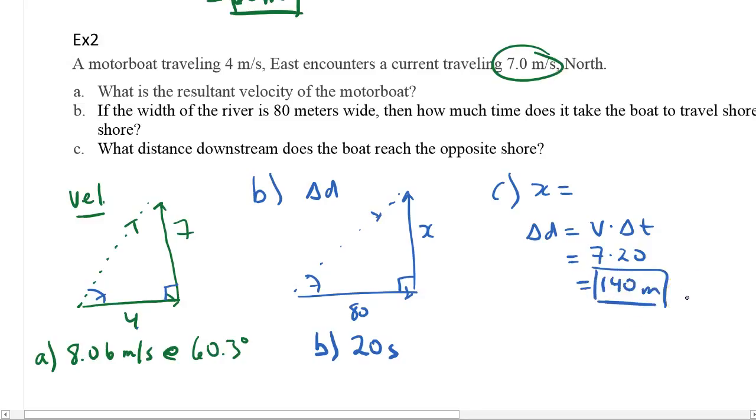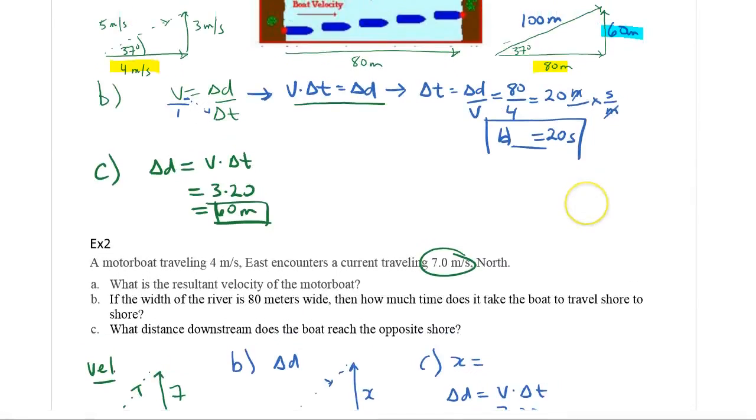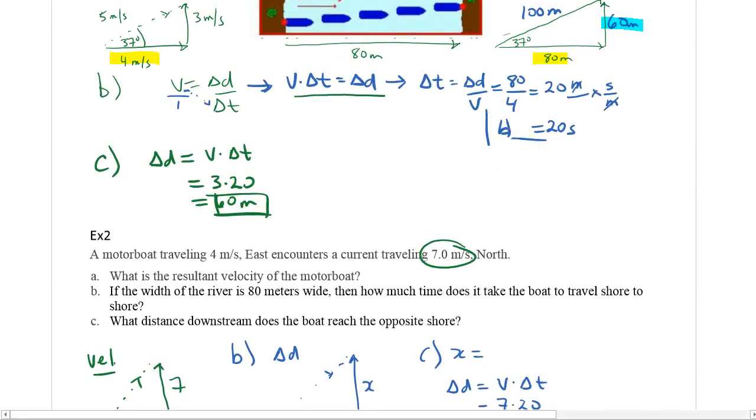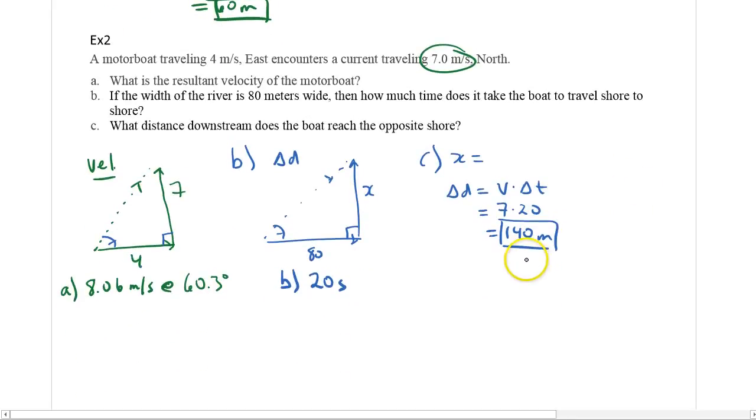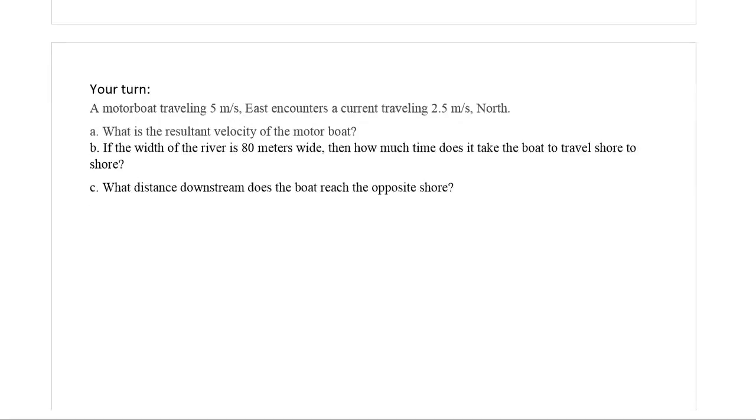So what changed when we turned up the current on that one? Instead of ending up 60 meters downstream, it took the same amount of time to get across, but we ended up further downstream, 140 meters. Okay, I'm going to stop now and give you time for your turn, and then I'll finish it in another video. Thanks.